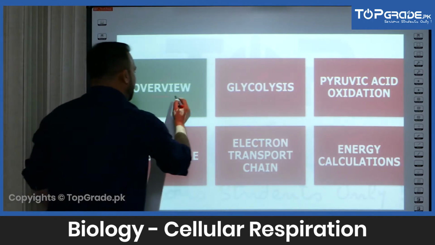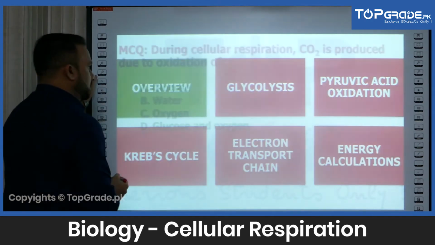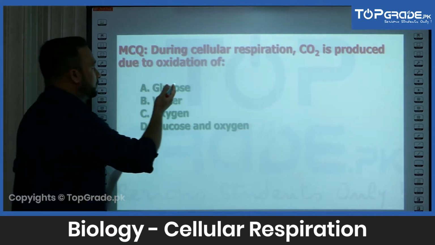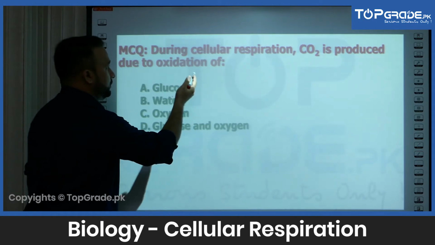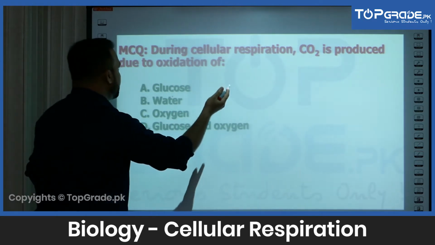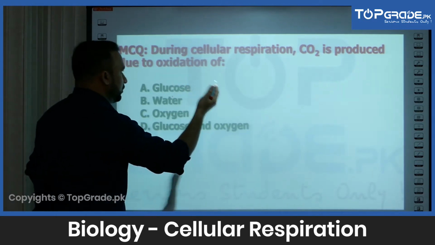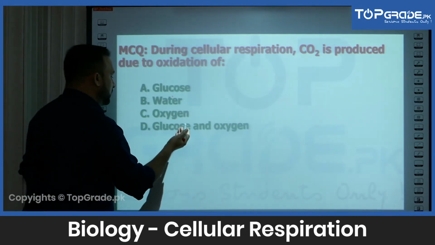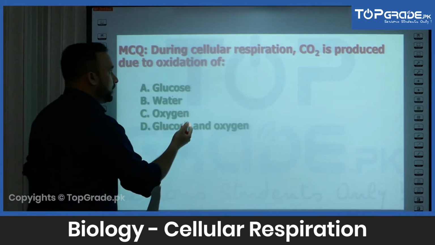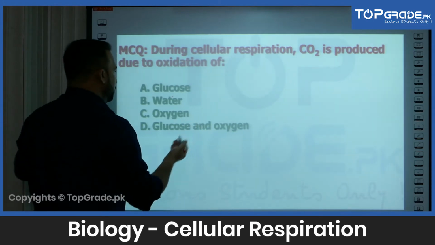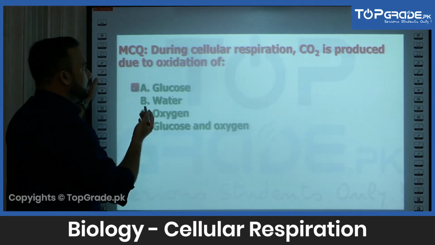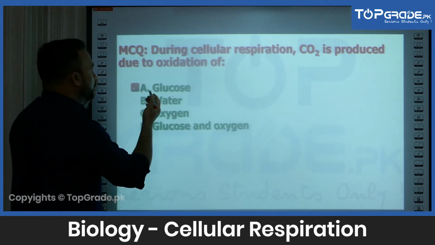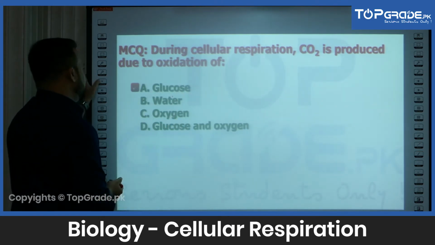Let's start off with the overview of cellular respiration. I have a question for you at this stage, and the statement of the question is: during cellular respiration, carbon dioxide is produced due to oxidation of. A option is glucose, B option is water, C option is oxygen, and D option is glucose and oxygen. And the best response to this question is glucose, because carbon dioxide in cellular respiration is basically produced from the oxidation of glucose.